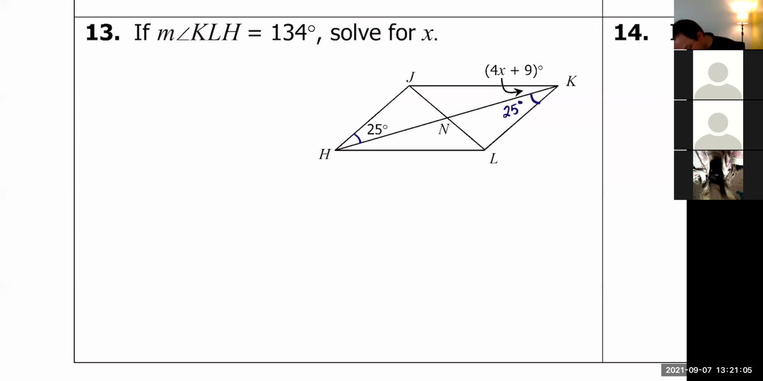So 4x plus 9 plus the 25 degrees that we moved over there because they are alternate interior angles. That is essentially, we'll call it angle K of the parallelogram, plus angle KLH, which is essentially angle L of our parallelogram, is 134. And since they are consecutive, they should equal a total of 180.